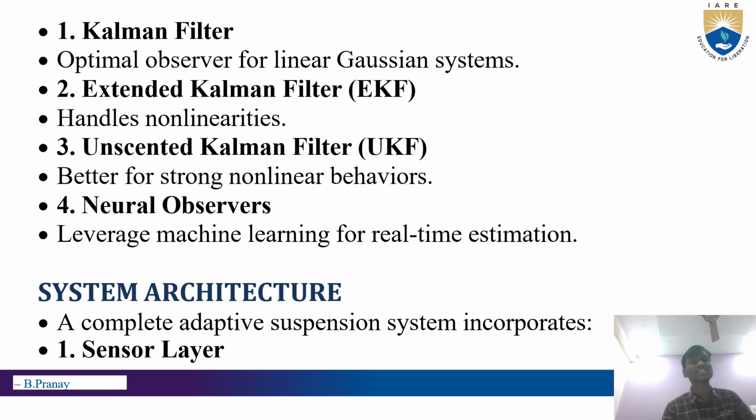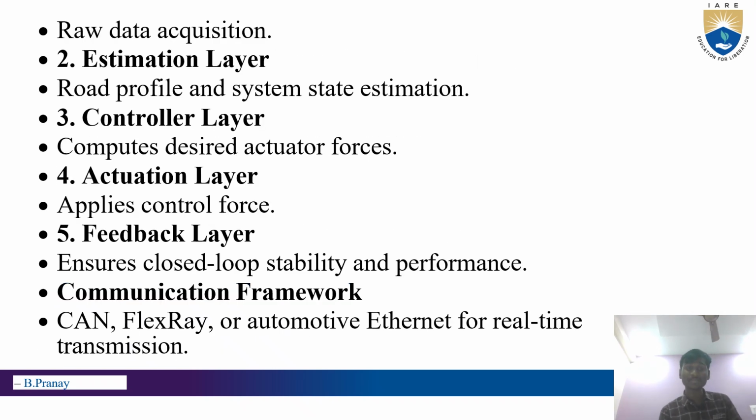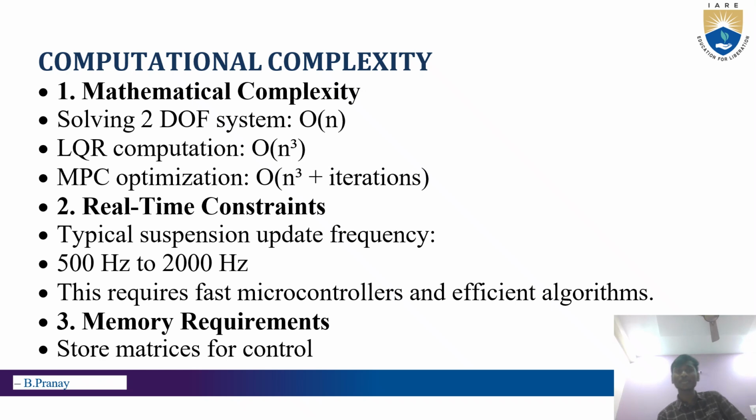The Kalman filter gives optimal estimation for linear Gaussian systems, the extended and unscented versions handle non-linearities better, and neural observers leverage machine learning for real-time estimation in strong non-linear behaviors. System architecture: a complete adaptive suspension system includes a sensor layer for raw data acquisition, an estimation layer for road profile and state estimation, a controller layer that computes desired actuator forces, an actuation layer that applies control force, and a feedback layer that ensures closed loop stability and performance. Communication framework: CAN, FlexRay or automotive Ethernet for real-time transmission.